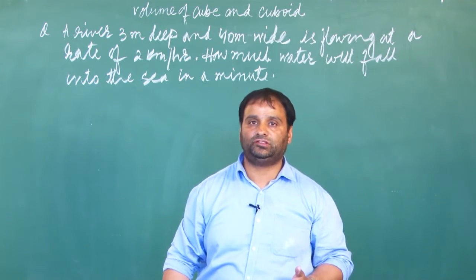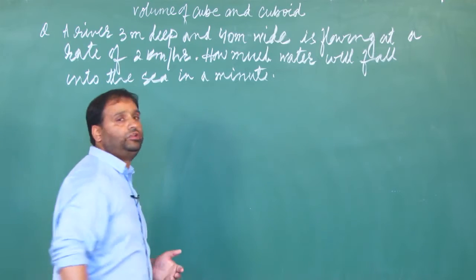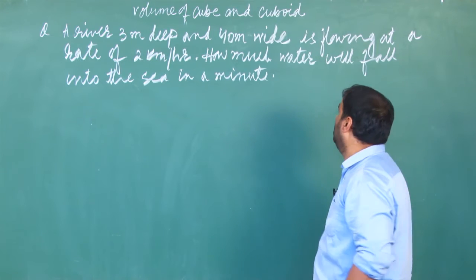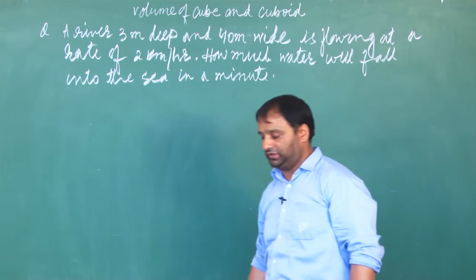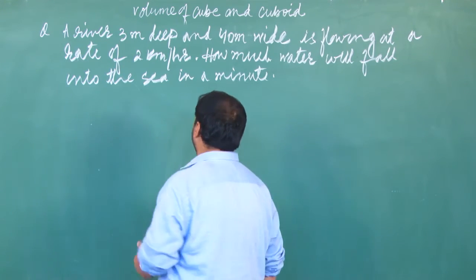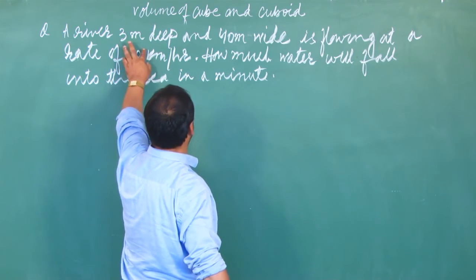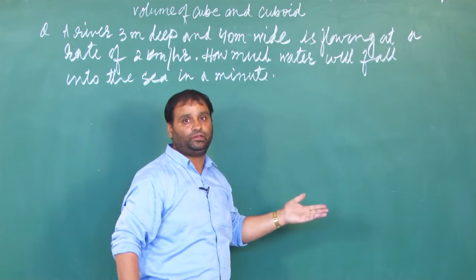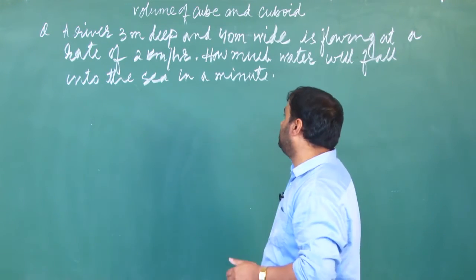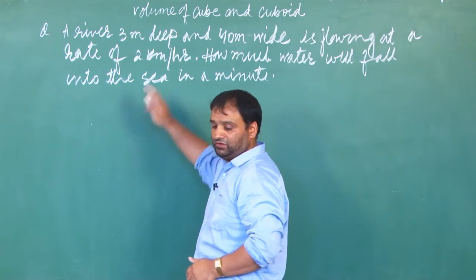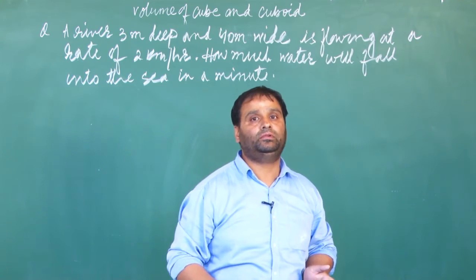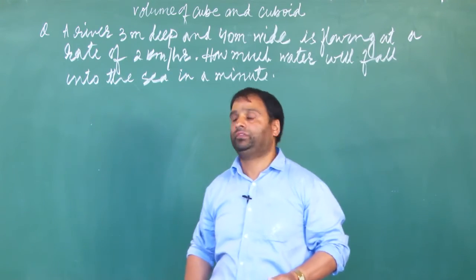Now another interesting question. We have a river 3 meter deep and 40 meter wide flowing at a rate of 2 km per hour. How much water will fall into the sea in a minute? Now this question is also related to the cuboid. How is that? The depth of the river should be taken as the height of a cuboid, and the width of the river should be taken as the breadth. Now the speed of the water that is given, we will take this as the length of the cuboid formed by the flowing water for a minute.